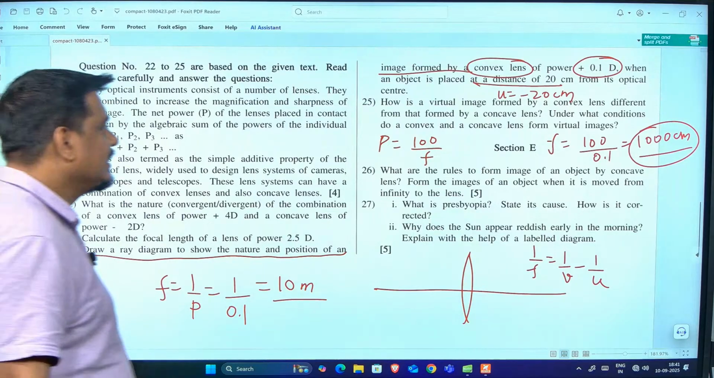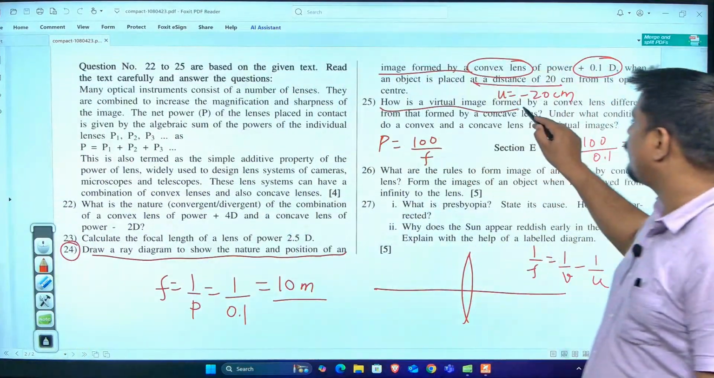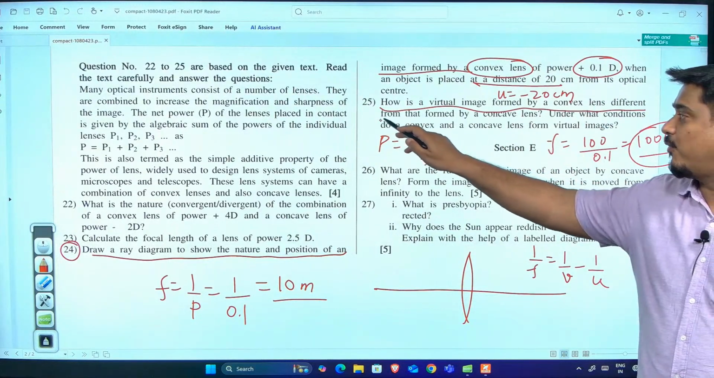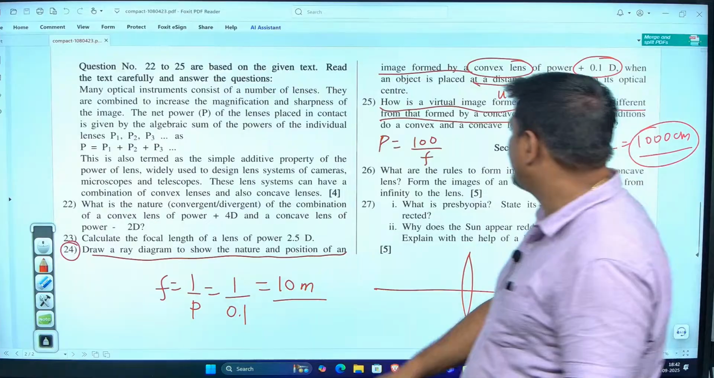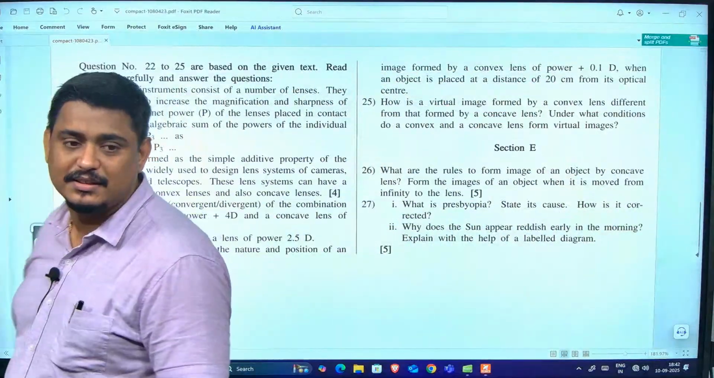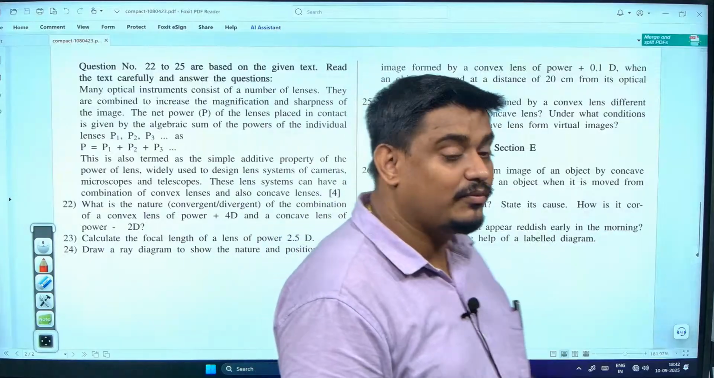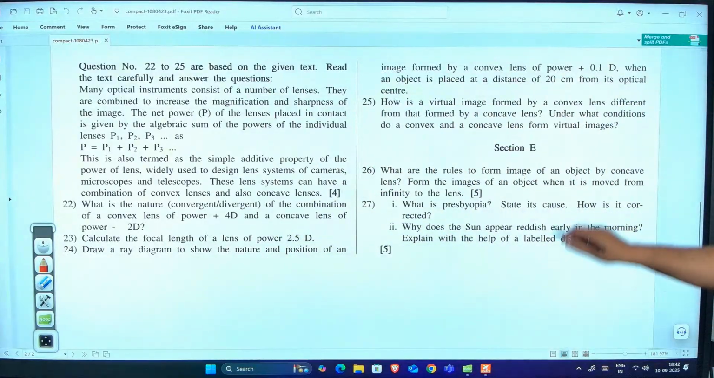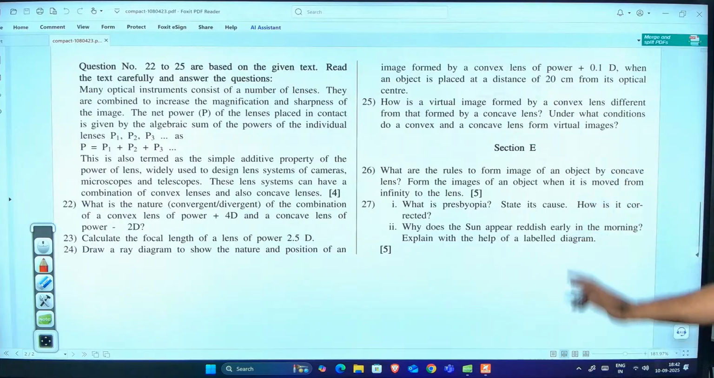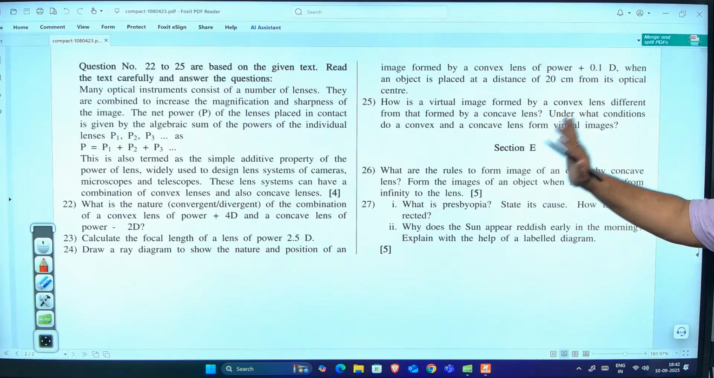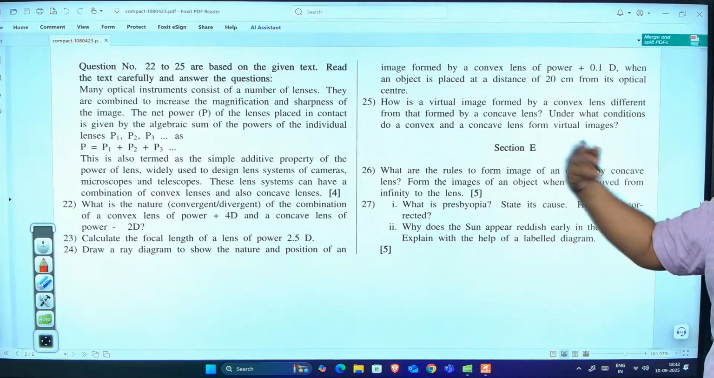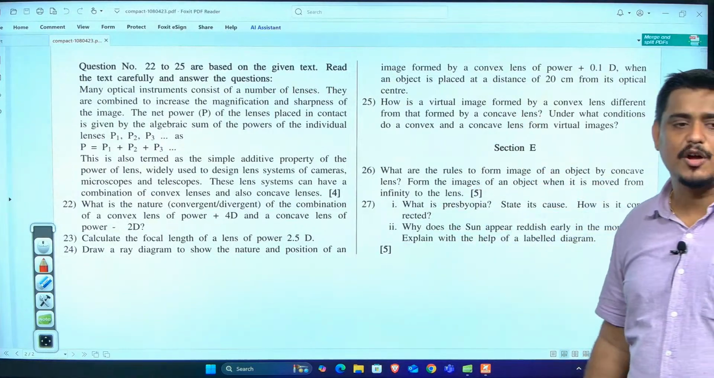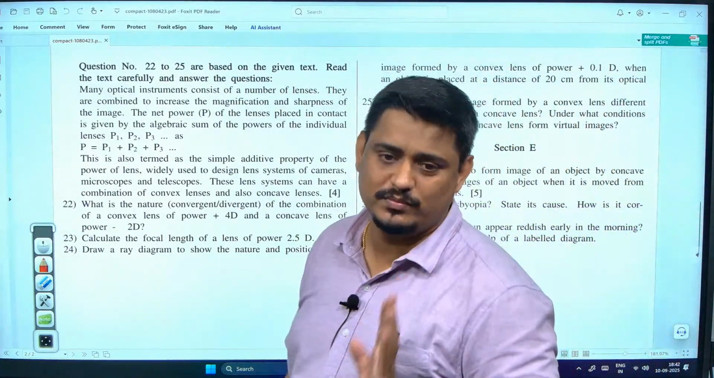One question is there. How is the virtual image formed by a convex lens different from that formed by a concave lens? Simple question. What is the answer? Correct. It will be enlarged for convex and diminished for concave. Under what conditions do a convex and a concave lens form virtual image? For concave lens, anywhere. For convex lens, if the object is between F and O.